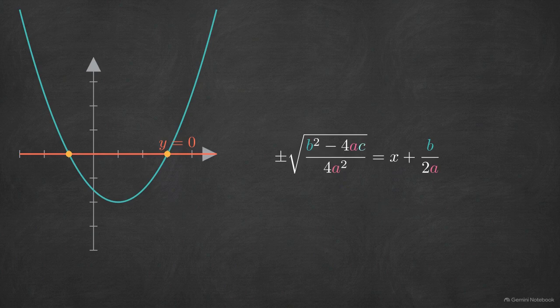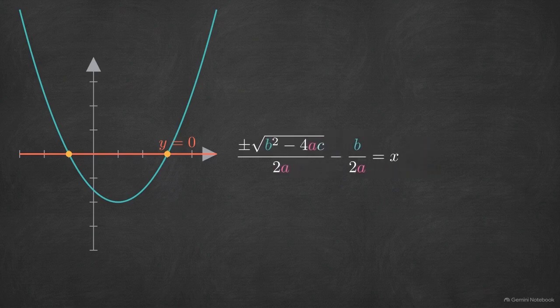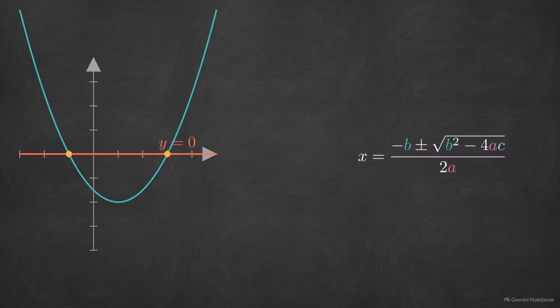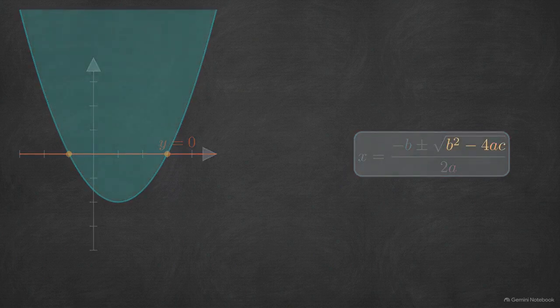Because squaring a positive or a negative number yields a positive result, this operation naturally forks into two separate paths, a plus and a minus. The resulting quadratic formula represents the vertex form solved for 0, a direct path to finding the roots of the equation. Look closely at the specific mechanism trapped under the square root, b squared minus 4ac. This expression is called the discriminant.